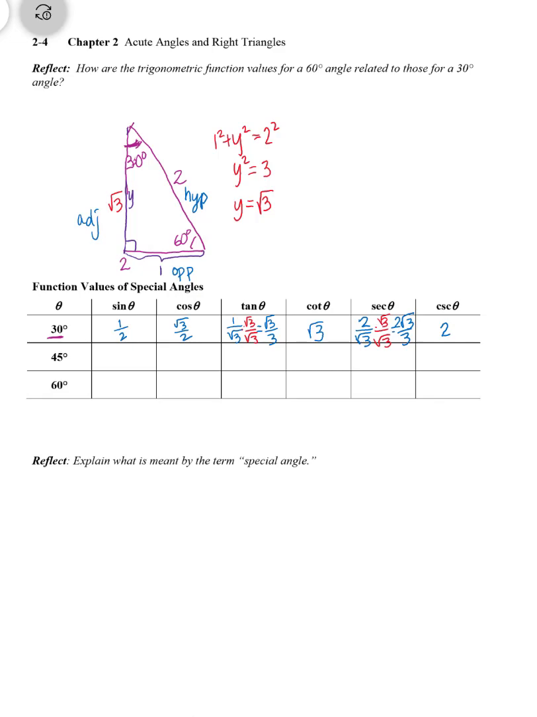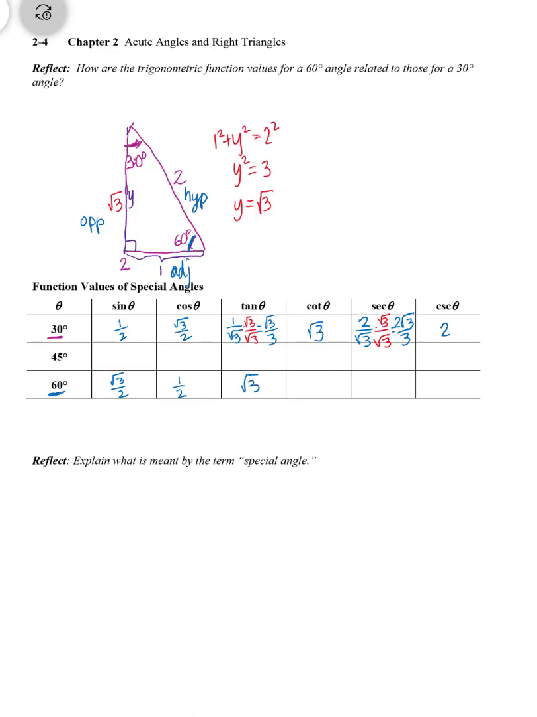Now to find the function values of 60 degrees, then our reference angle would be the 60-degree angle. Do you see how the hypotenuse would be the same, but the opposite would now be the adjacent, because we're referring to the 60-degree angle, and then the height is now the opposite. So sine of 60 degrees is opposite over hypotenuse, which is root 3 over 2. Cosine is adjacent over hypotenuse, that's 1/2. Tangent is opposite over adjacent, so that's root 3.